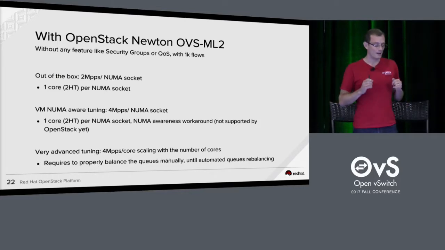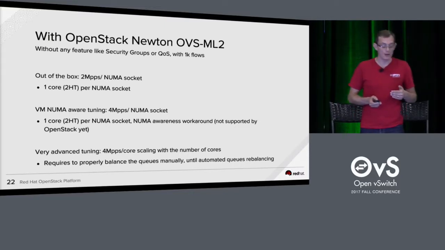And now, this is where everybody wants to go, they want the performance to scale. 4 million per core, scaling with the number of cores. And you can do that. It's possible. You just need to know exactly what queue, the weight of each queue, and to repin them manually without the rebalancing. And if something changes, you have to change it. So it's kind of very, very advanced hacking, but it's possible.